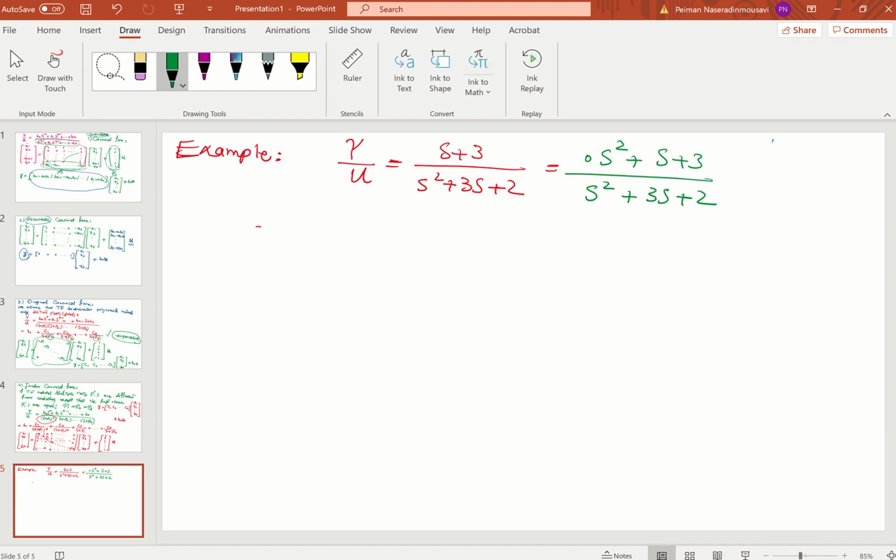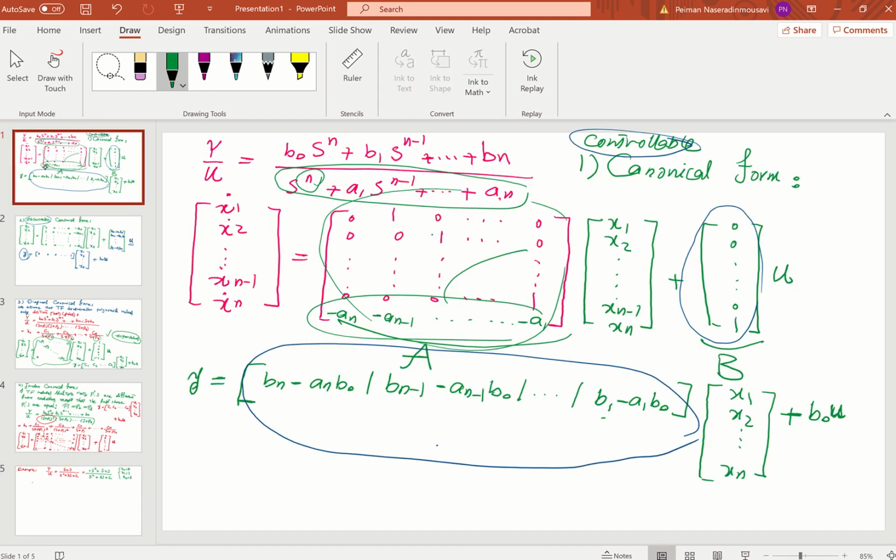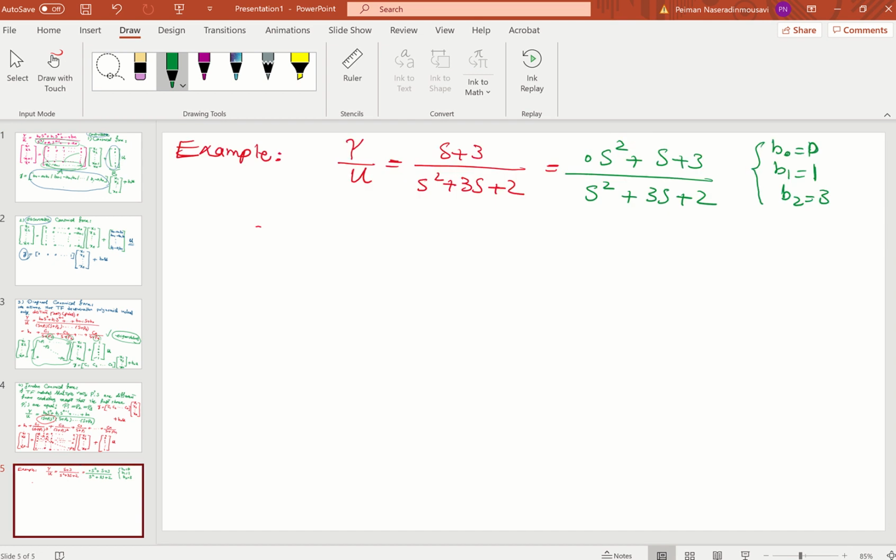So comparing that, you get b0 is 0, b1 is 1, and b2 is 3. Again, comparing the denominator, you get a1 is 3, and a2 is 2. Understand?